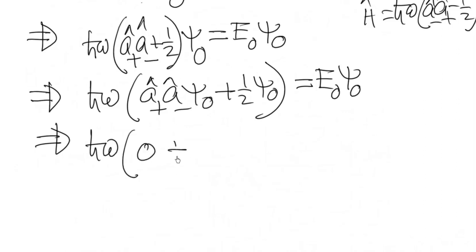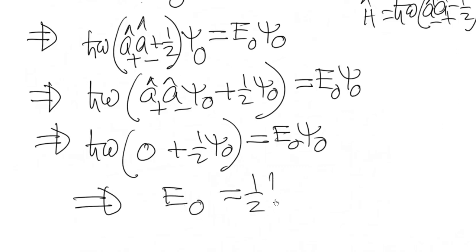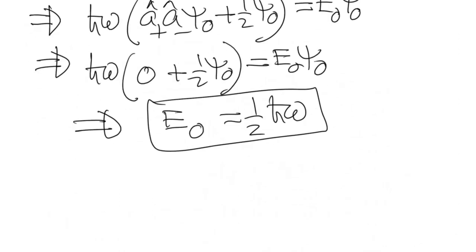So it is 0, and half psi naught is E naught psi naught. From here, E naught is half h cut omega. So you see the ground state energy is this. Similarly, we can find out the ground state wave function from this relation, a minus psi naught is equal to 0.